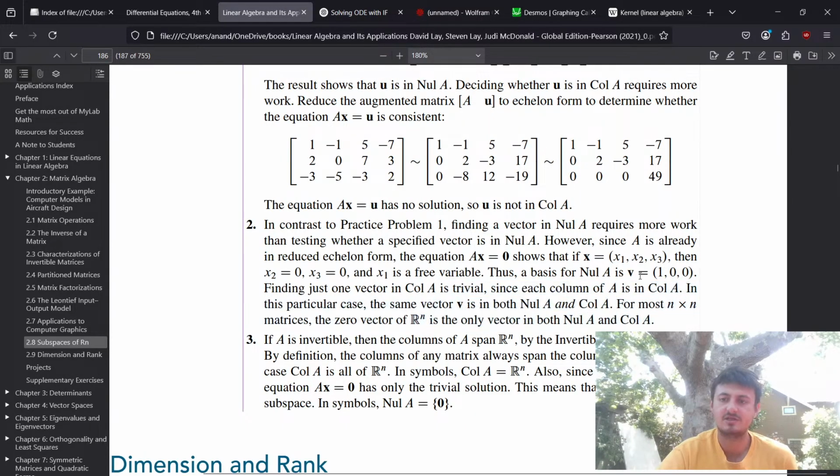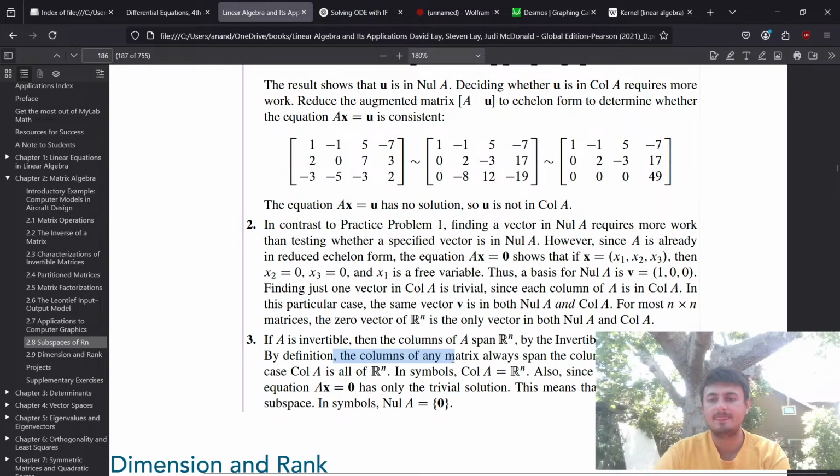Oh, that's interesting. Okay, yeah, I see what they're saying. In this particular case, the same vector v is both in null A and col A. So here's an example of a non-zero vector that's in both of them. For most n by n matrices, the 0 vector is the only vector in both of them. So that's interesting, actually. All right, and then the last one, if A is invertible, then the columns of A span Rn, like what I said.